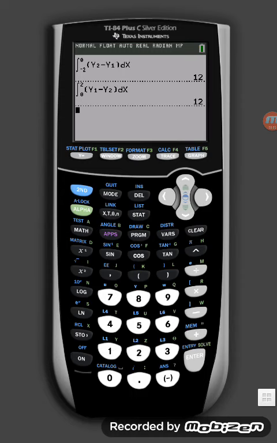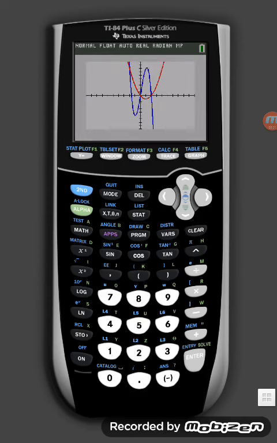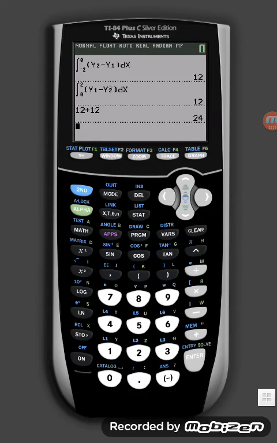So what's the total area? The total area will be 12 plus 12, which is 24. So the total area bounded by these two curves is 24. But please be careful. Make sure you know which graph is on the top, and you subtract the lower one. All we have to do is find the intersection points and be careful with which graph is on the top, and that's it.